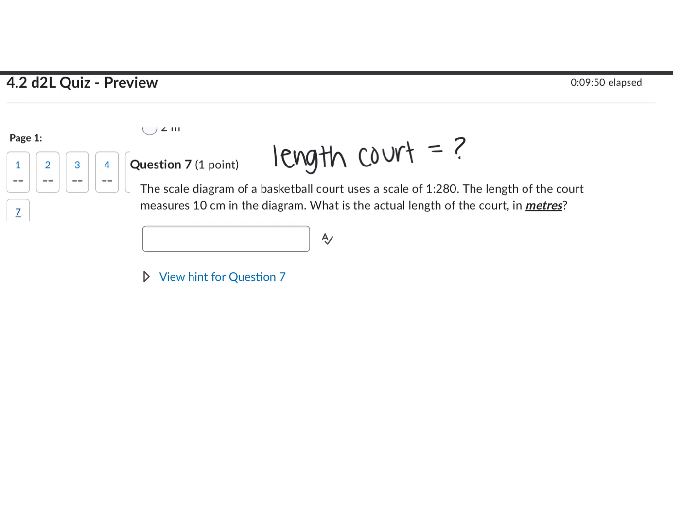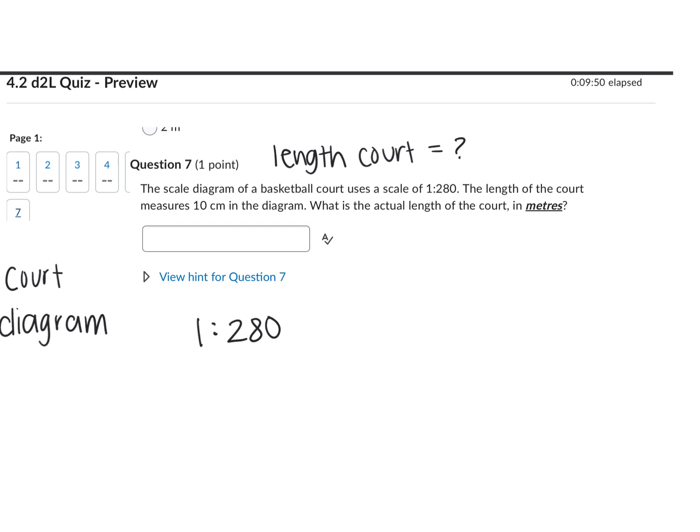So the scale diagram of a basketball court uses a scale of 1 to 280. We know that the two things we're talking about here are the actual court itself that you can play basketball on, and then the diagram or the drawing on the page. When we pause and think about that, we can see that given the scale factor, the 1 to 280, one is small, and the other is quite a bit larger, almost 300 times as big.